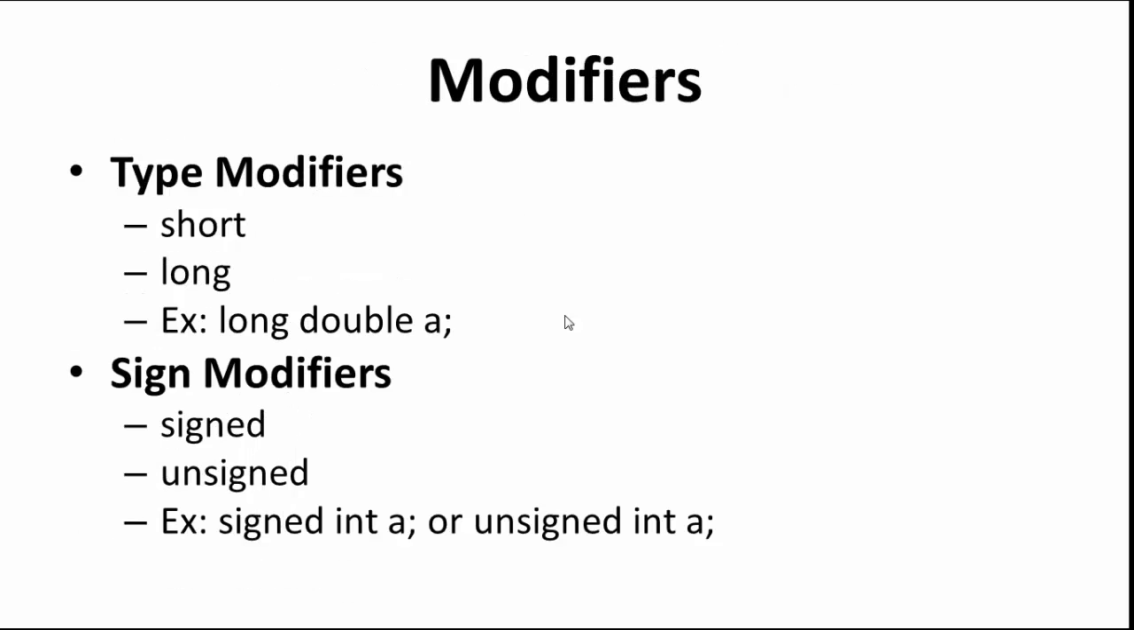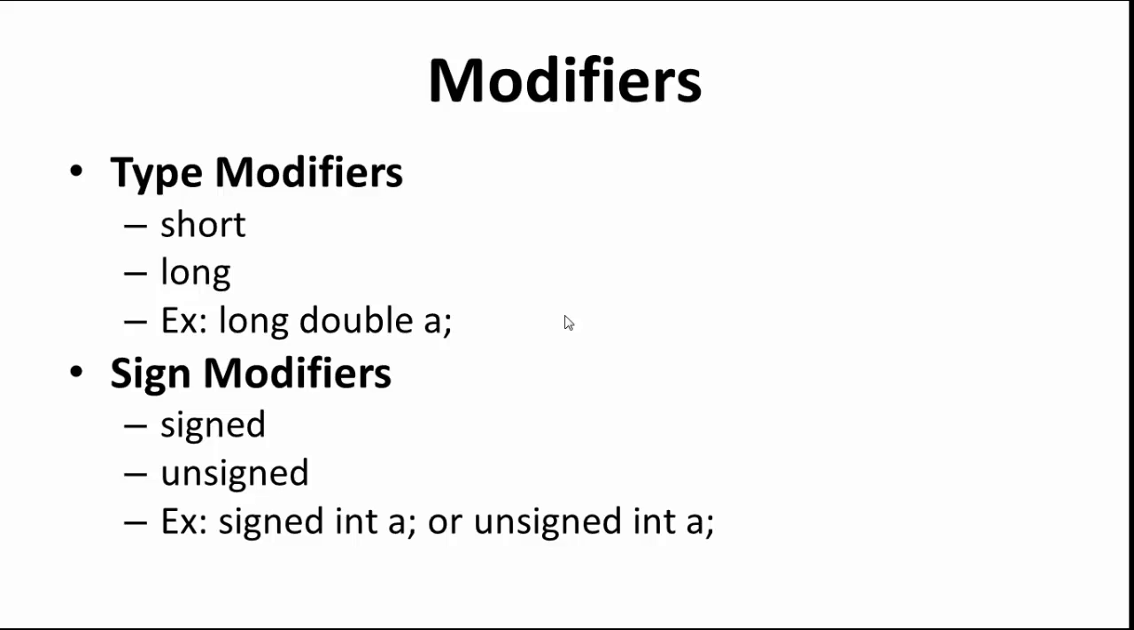Modifiers. Modifiers are used to alter the size and range of data types. Modifiers are divided into two categories: type modifiers and sign modifiers. Type modifiers are further divided into two categories: short and long. These type modifiers can be used with data types. For example, long double A.